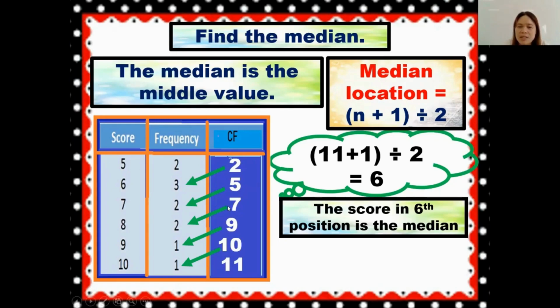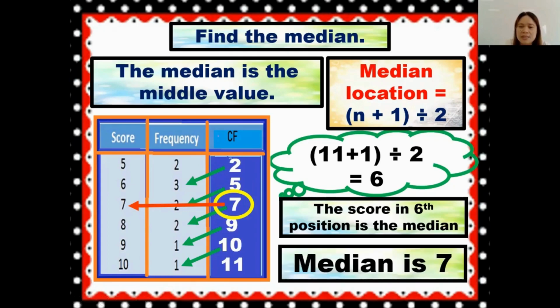So that means go back to the score from 7. Go back to the score. That means the median is 7. Again, the first number in cumulative frequency that is higher than the median location, which is 6th position, that will be your guide to find the score, which is considered the median. So the median in this case is 7.